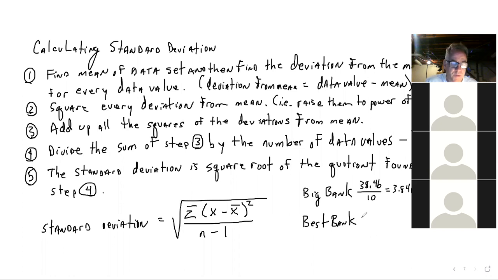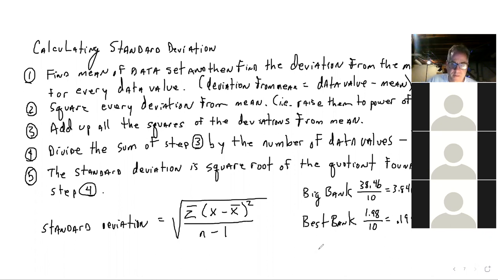So that gives me 3.846. For Best Bank, finding the deviation from the mean for every single data value, and then squaring every one of them, and then adding them up, you get just 1.98. And then it also had 11 data values, so then divided by 10, and that gives me 0.198.